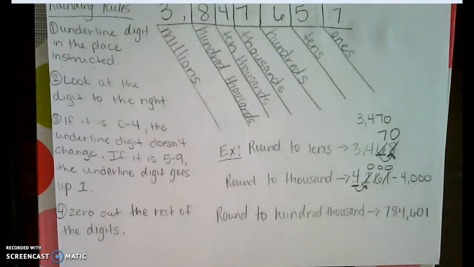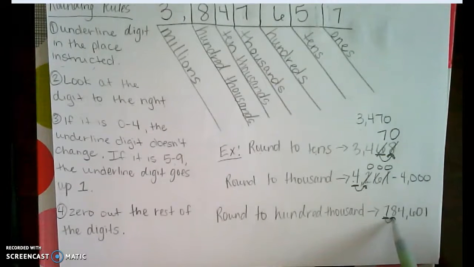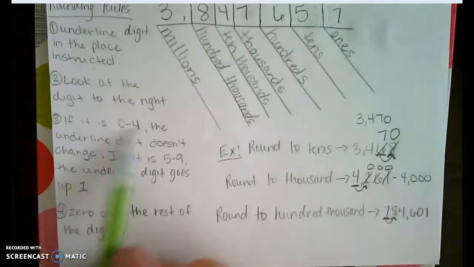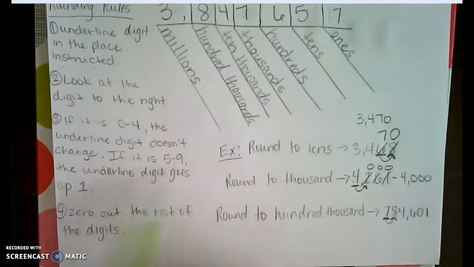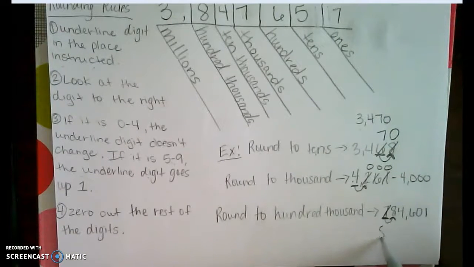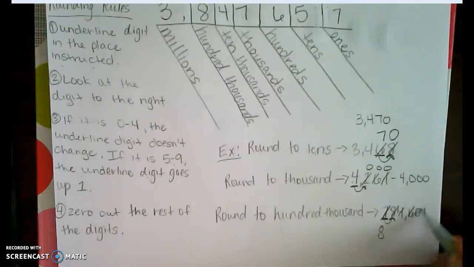Okay, and then here's the last one. Round to the nearest 100,000. I go over to my 100,000s place. I underline it. I look to my digit to the right. Does 8 make it go up or stay the same? It's not 0 through 4, so it doesn't stay the same. 5 through 9 goes up. So 7 goes up to 8. And then anything after that underlined number gets turned into a 0.